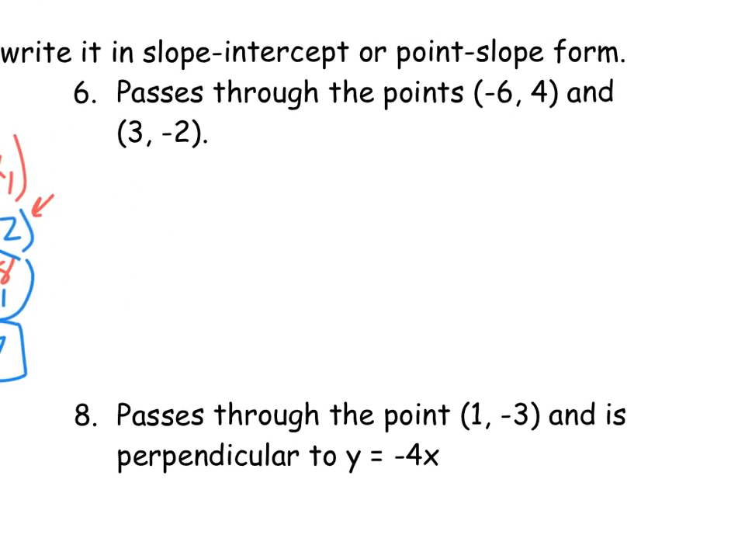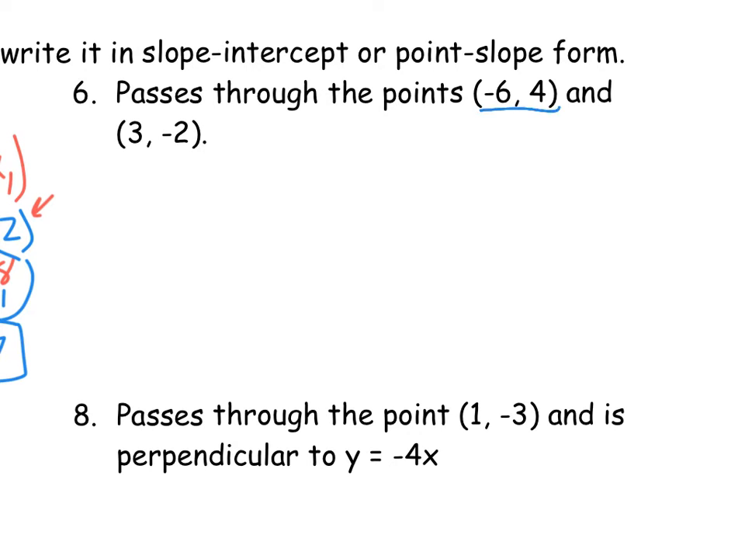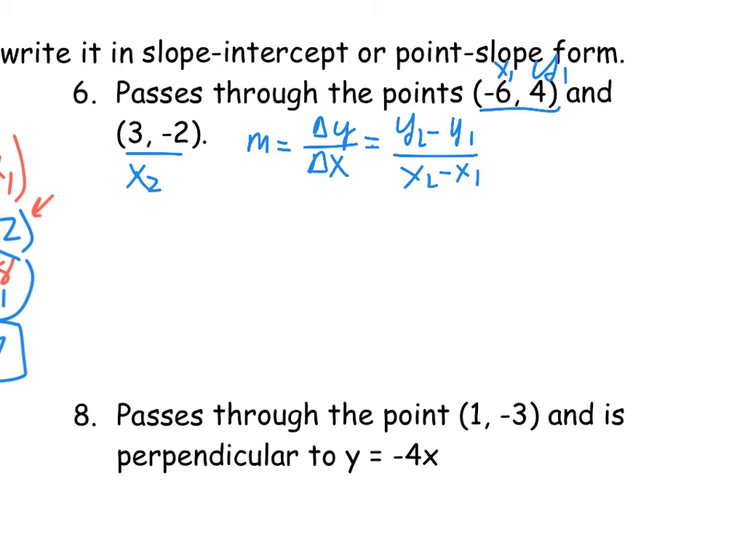So for this one, it passes through the point negative 6, 4, and 3, negative 2. They don't give us a slope. So the first thing we have to do is find the slope. Now that's change in y over change in x. It's the same thing as y sub 2 minus y sub 1 over x sub 2 minus x sub 1. So I'll say this is x sub 1, y sub 1, and this is x sub 2, y sub 2.